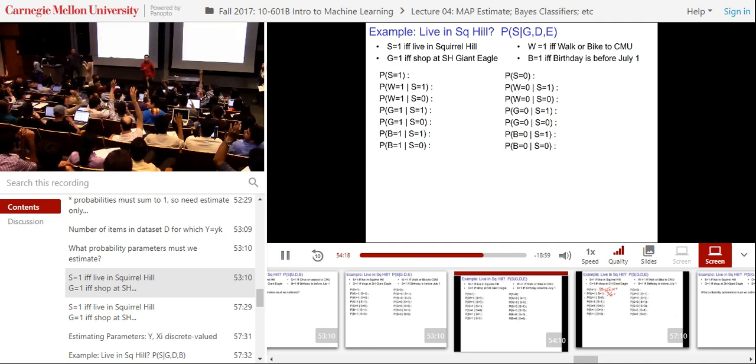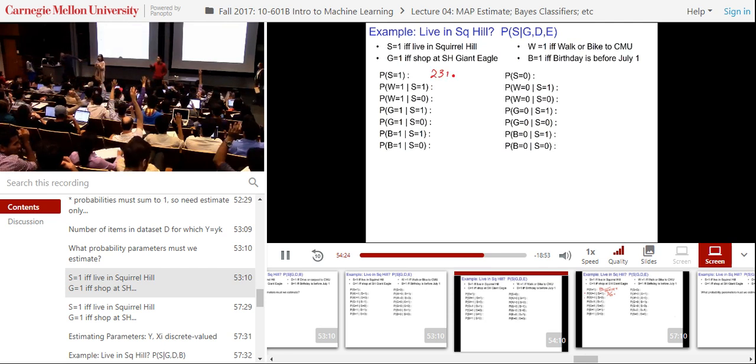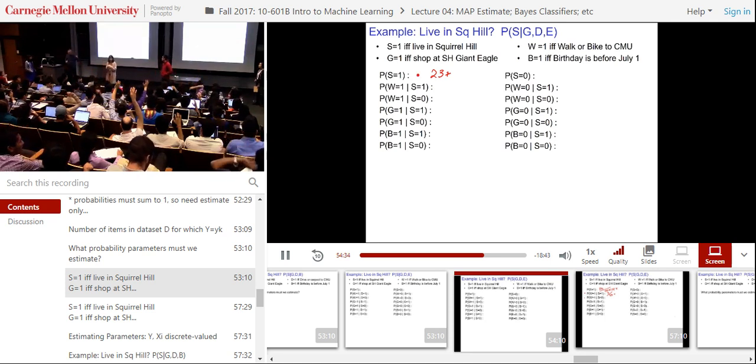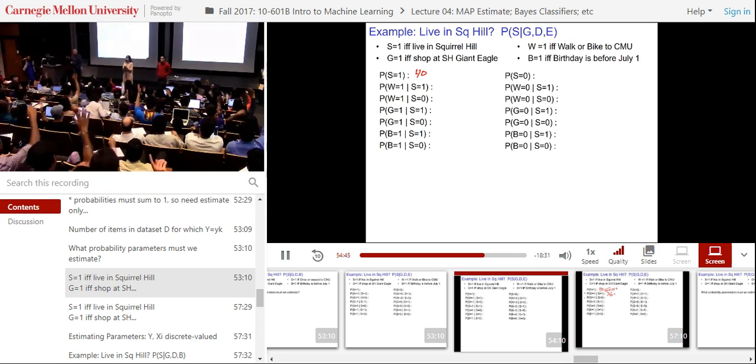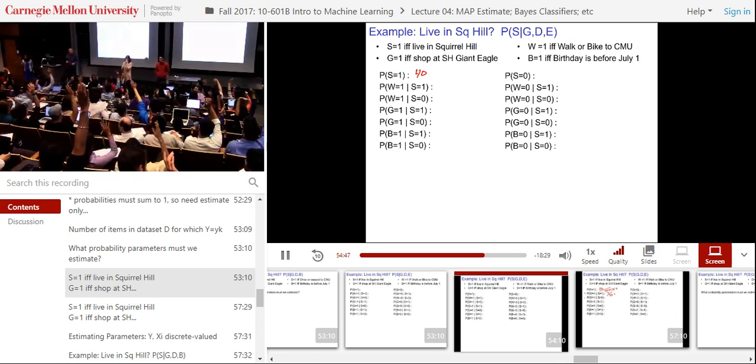6, 7, 13, 10, 23. Approximate. 17. Okay, 17 plus 23 is 40. Okay, and how many people do not live in Squirrel Hill? Count, please.